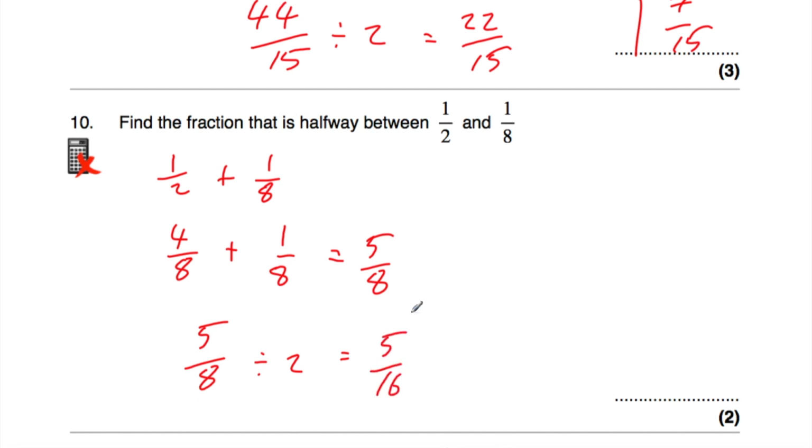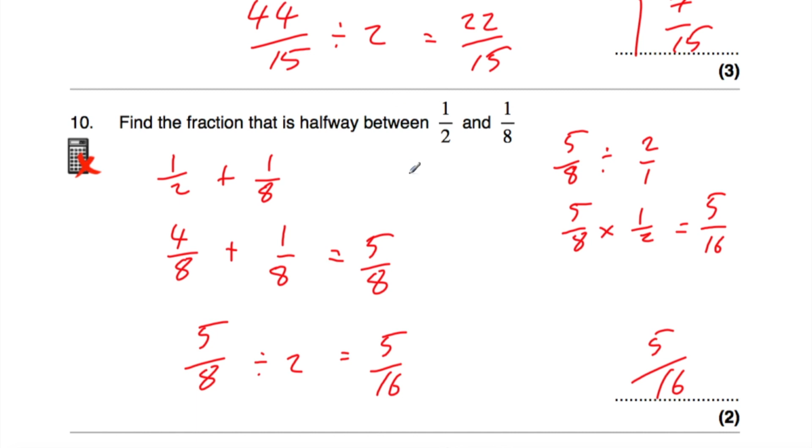And that's it. And just to show you, if we had 5/8 and we divided by 2, which is 2 over 1, remember we can multiply by the reciprocal, so we could do 5/8 multiplied by a half, and 5 times 1 is equal to 5, and 8 times 2 is equal to 16. So half of 5/8 would be 5/16. So that means that the fraction that is halfway between a half and an eighth would be 5/16.